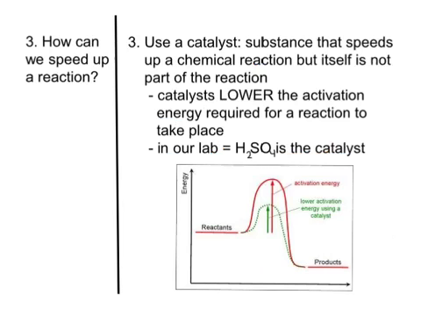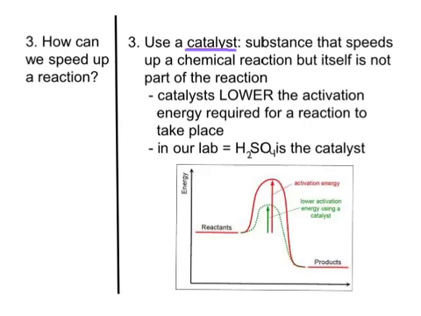In our lab we're going to be speeding up chemical reactions using what's called a catalyst. A catalyst is a substance that we add to the chemicals that's going to speed up the reaction, but itself is not going to be part of the reaction. So we're not going to use it in writing out chemical reactions, but it's just going to be there to kick the chemical reaction in the butt to speed it up a little bit.